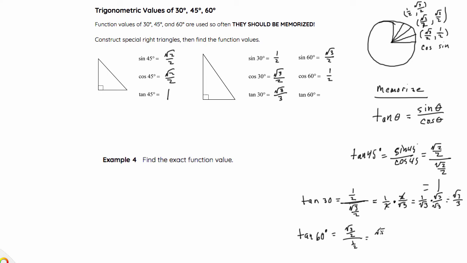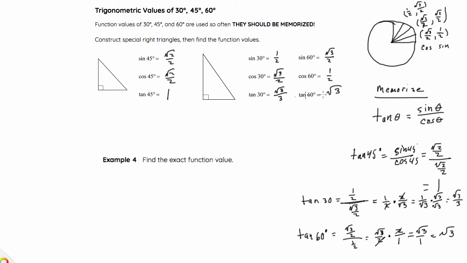Okay, so we're going to take that top fraction, write that down, we change division to multiplication, and we take the reciprocal of the denominator. And here again, I see the two 2's will cancel, and we are left with square root of 3 divided by 1, which is just square root of 3. So let's get that memorized.